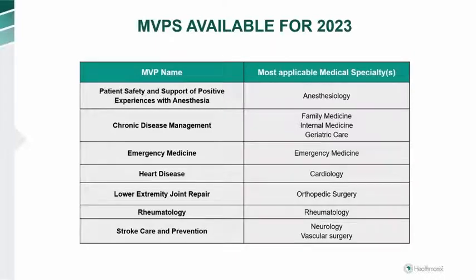Another question here for you, Chrissy, is what is the definition of a multi-specialty group? So from what I've seen, there are single specialty groups and there are multi-specialty groups. With an MVP, a single specialty group would just be a group of one specialty. A multi-specialty group would be a group with 2 or more specialties.